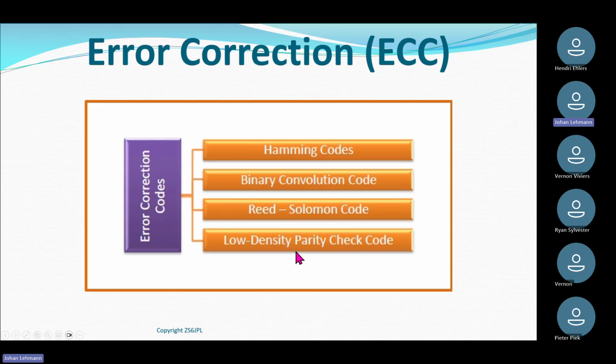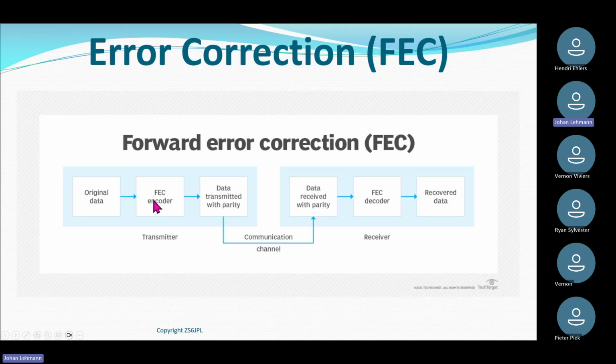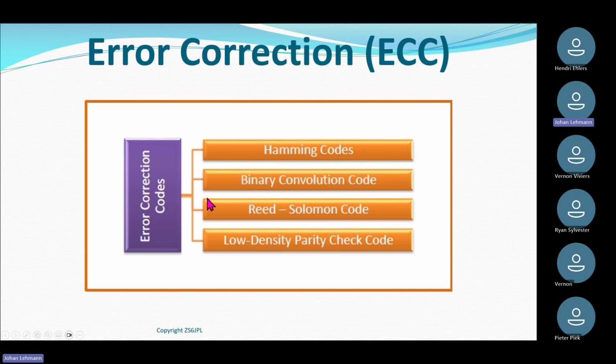Then the last part, which you have to know, is the way this encoder and decoder works. There are various mathematical methods used to create that forward error correction information, or to repackage the data, including forward error correction. These are some of the codes or the methods that they use.